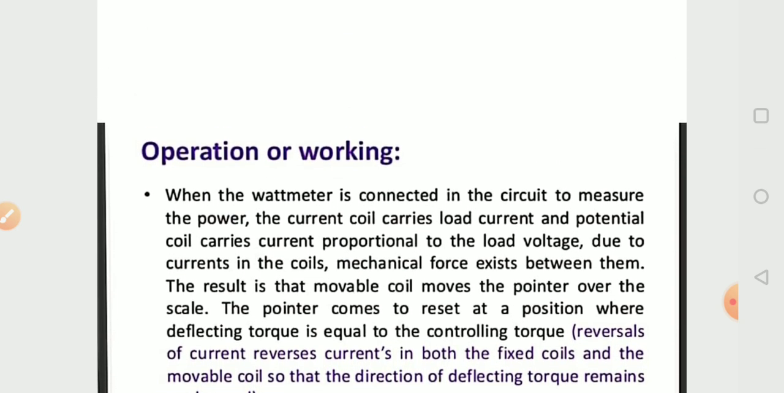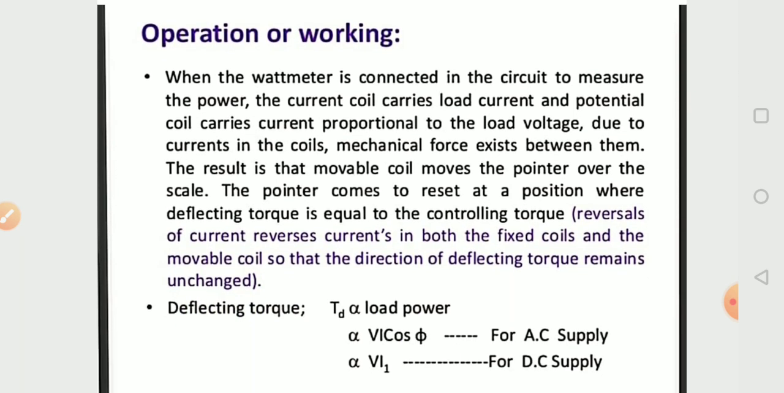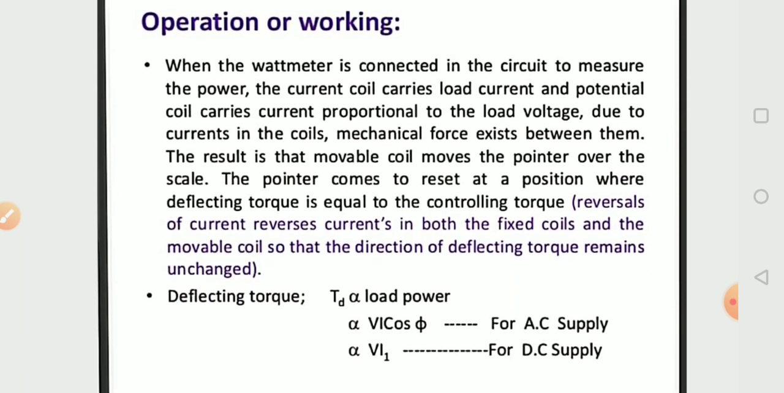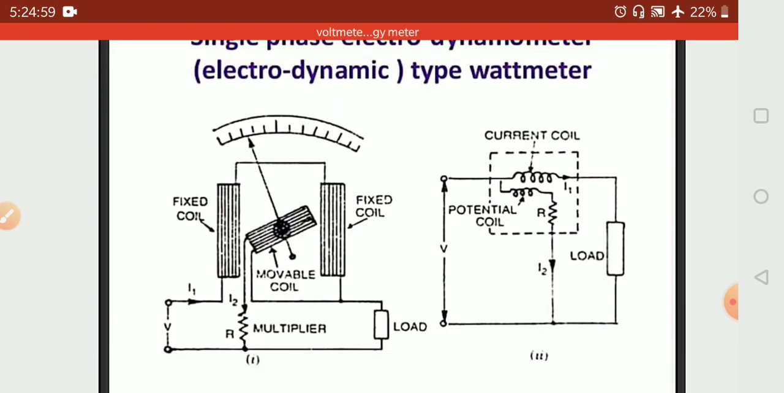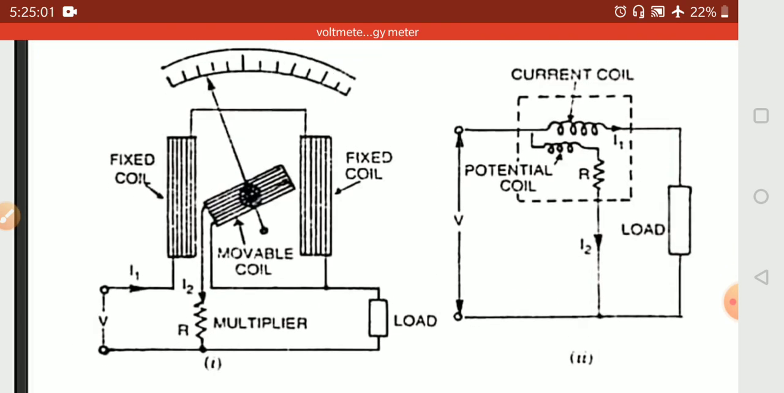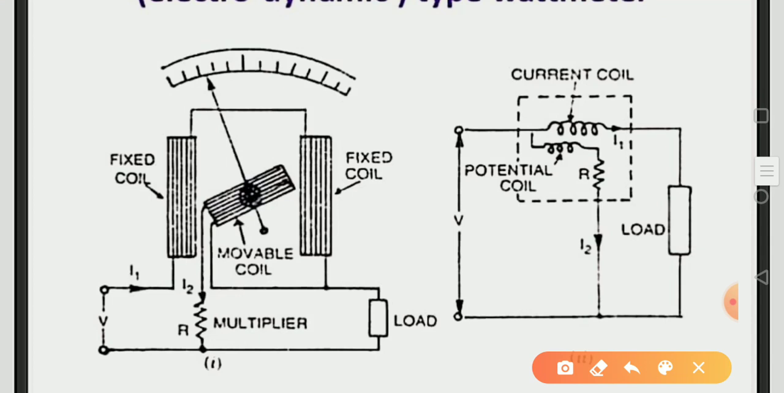If we look at the working of the dynamometer wattmeter, we can see it in the figure. When the voltage is applied to this given circuit, a line current passes through the fixed coil. It is shown by I1. The line current passes through the fixed coil and it produces a magnetic field.